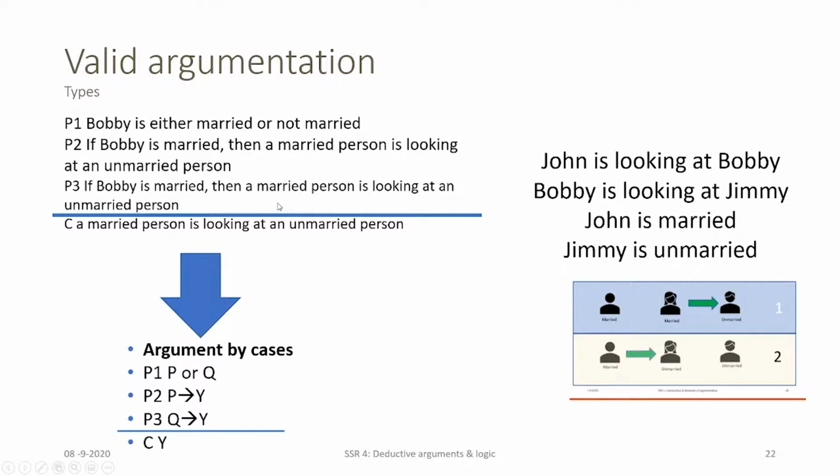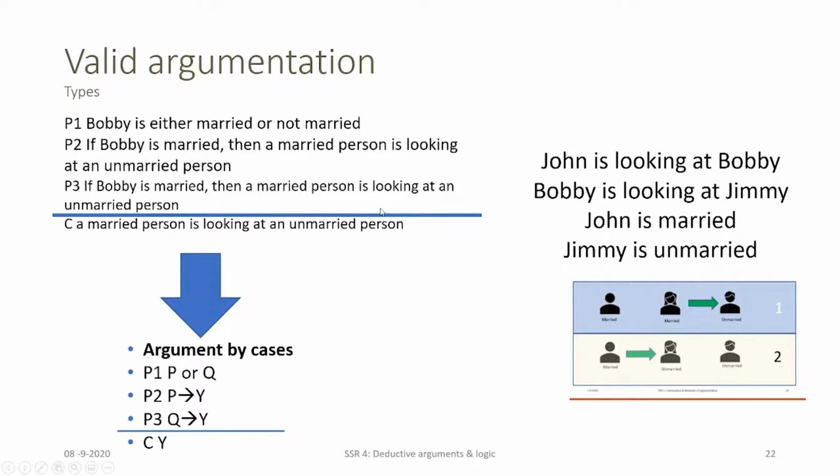The third premise should be, if Bobby is unmarried, then a married person is also looking at an unmarried person, which is the second case here. Then we would have to conclude that the conclusion holds. So a married person is looking at an unmarried person, because we know that that conclusion holds in all possible cases, which is an example of an argument by cases. Back to types of argumentation.